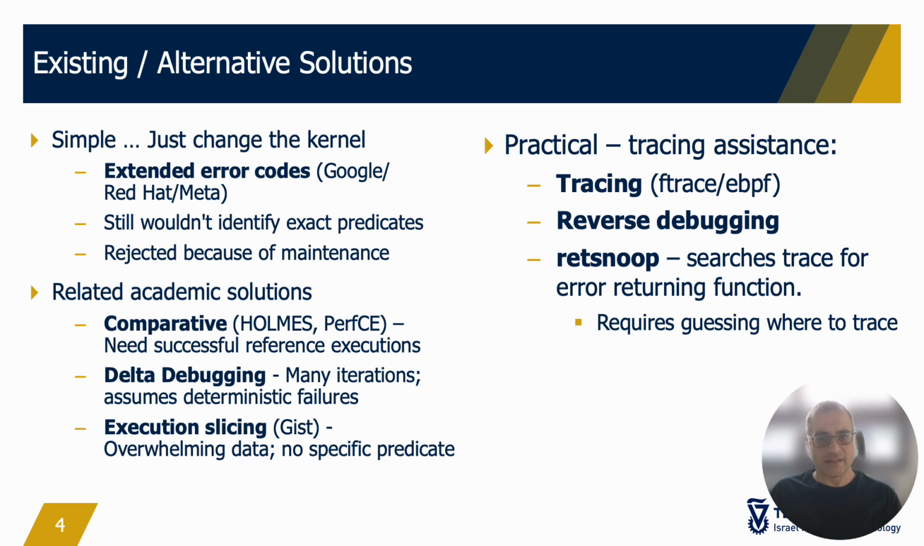Practical debugging tools are helpful but limited. General tracing solutions like ftrace and eBPF, along with reverse debugging, require manual analysis and complex setups. RedSnoop is the only tool explicitly targeting our scenario, automatically finding system call failure causes, but it requires guessing where to trace, which is far from trivial. It only identifies the error returning function, leaving the user to find the actual function and predicate that triggered the failing, which might be completely different.